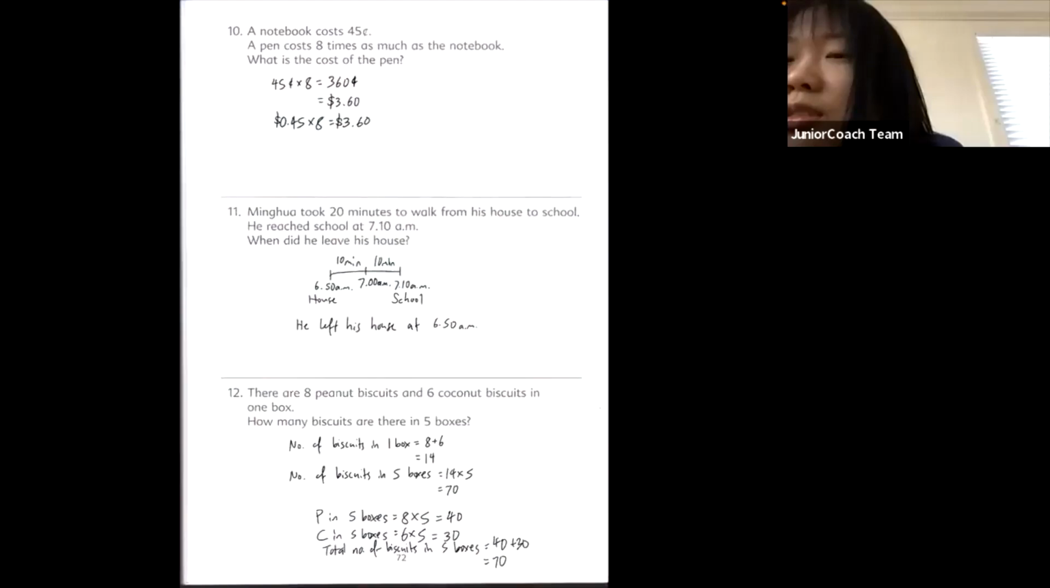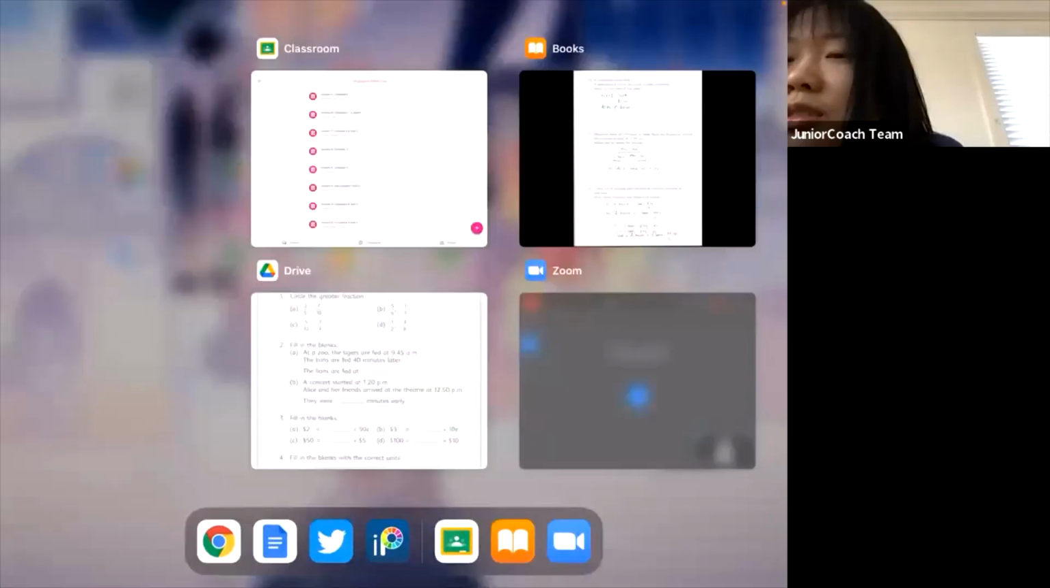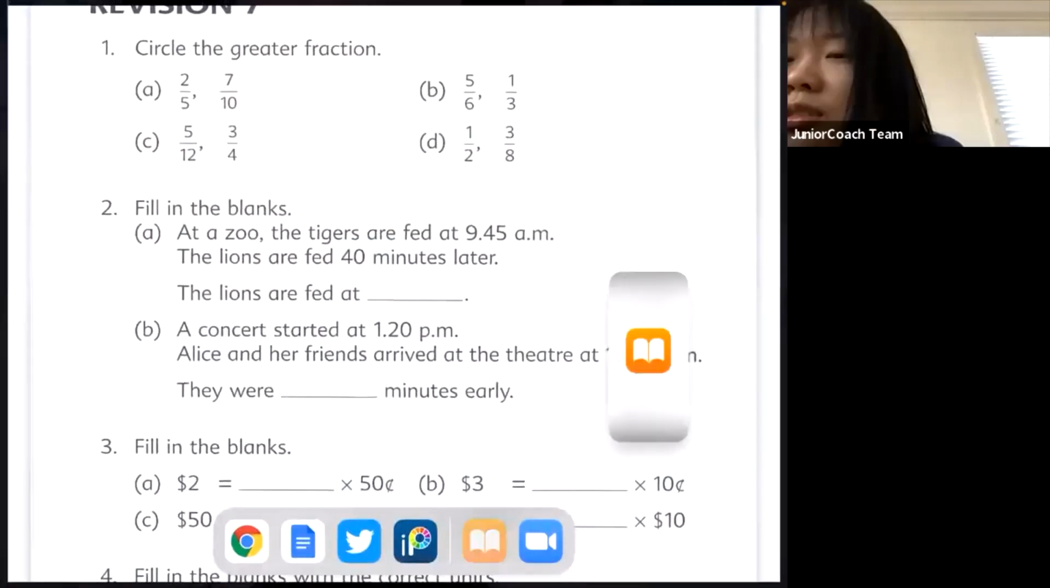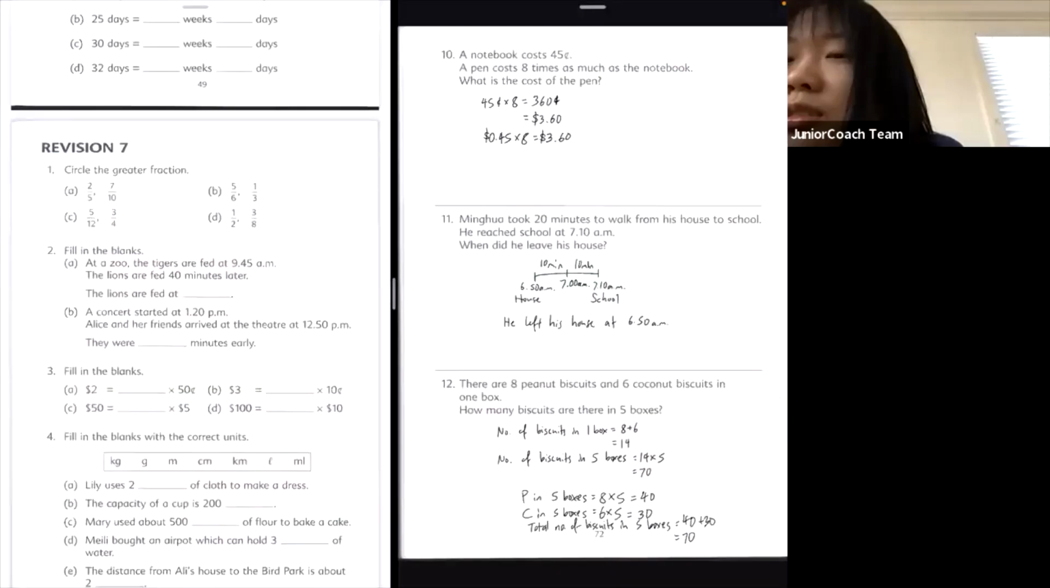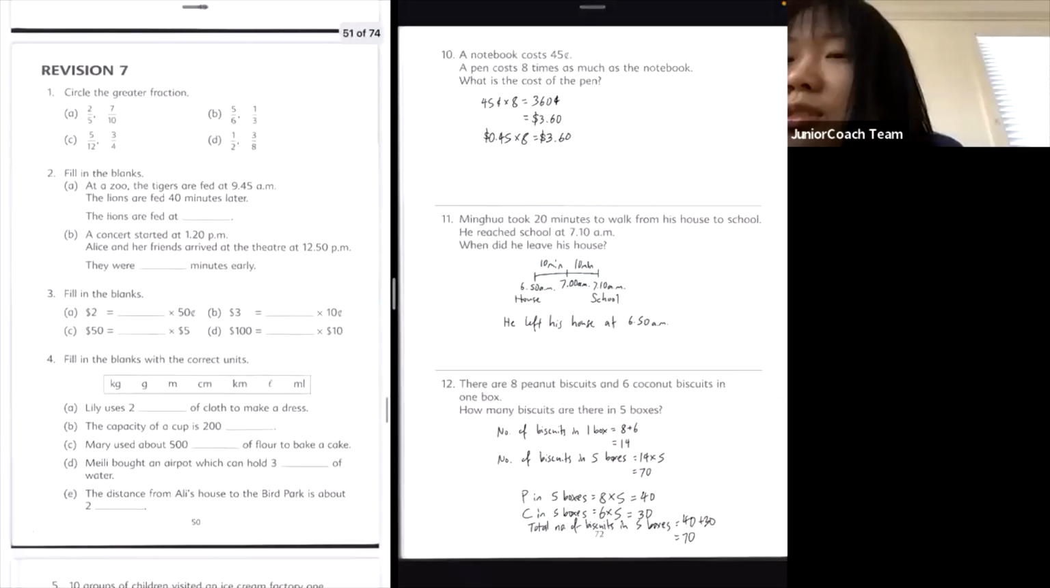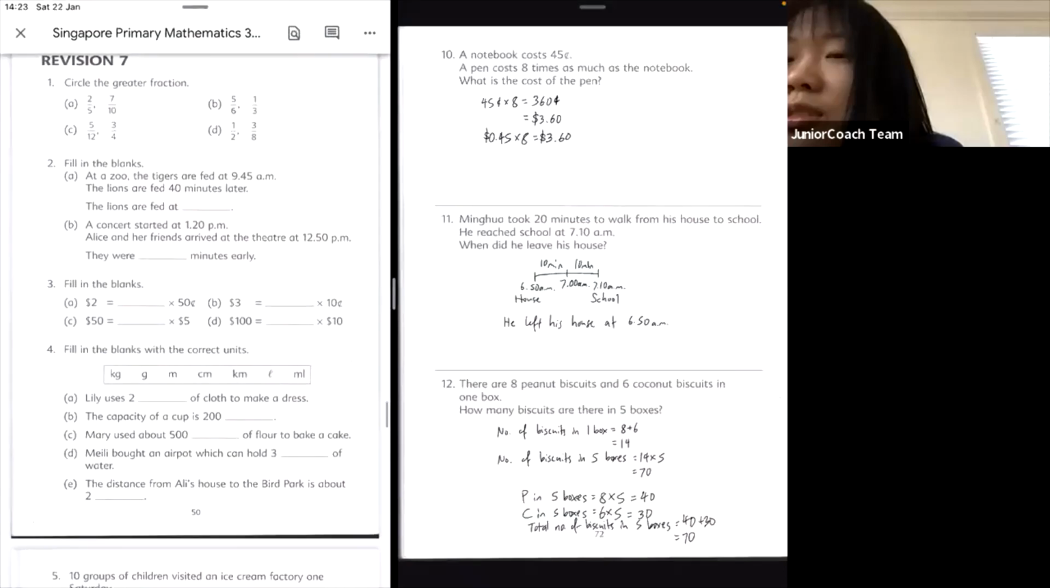Okay, next thing I want you guys to try is revision 7 and 8 right now. I'm going to show the pages on my screen. Yeah, I think you should be able to see this, right? Okay, I'm going to show these revisions on my screen.